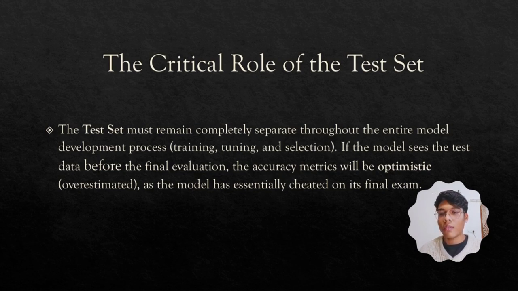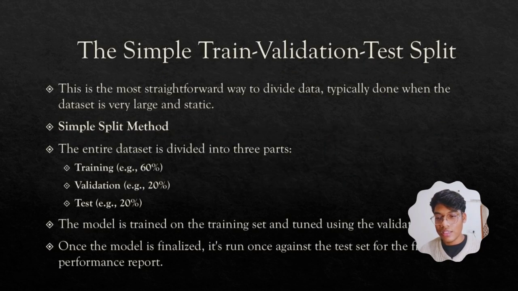The critical role of the test set is that it must remain completely separate throughout the entire model development process, like training, tuning, and selection. If the model sees the test data before the final evaluation, the accuracy metrics will be over-optimistic, as the model has essentially cheated on its final exam.